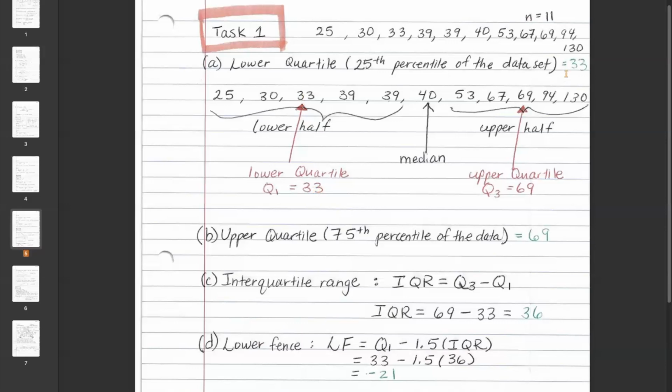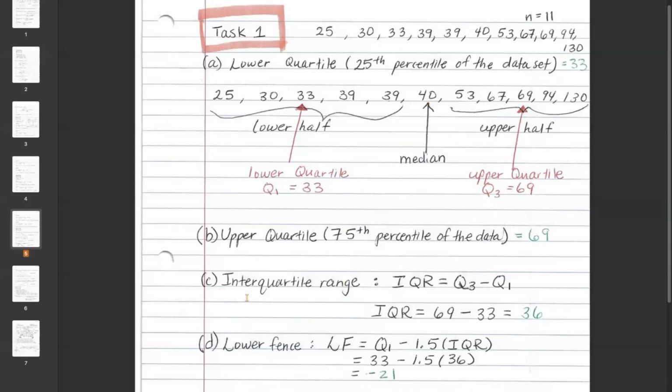So that answers A, which is 33. And then the upper quartile, which is the 75th percentile of the data, is going to be 69. You do the same thing where after you find the median and you have the upper half, I crossed off the smallest, which would be 53, and then the largest, 130, and I work my way into the center, which is 69. So that's the upper quartile, Q3.